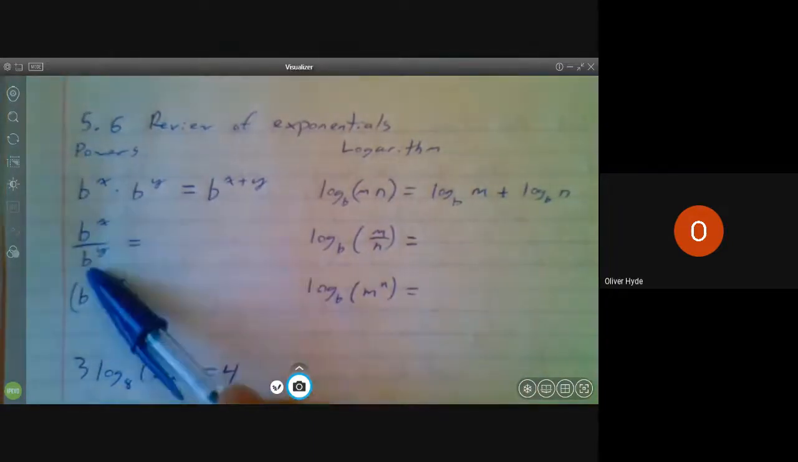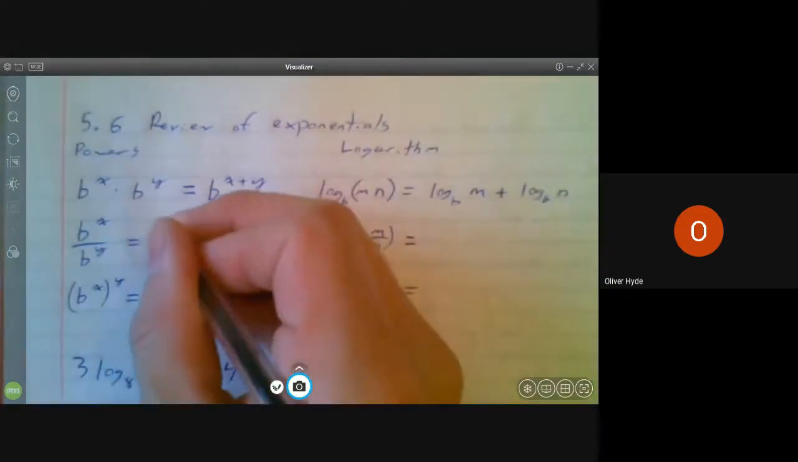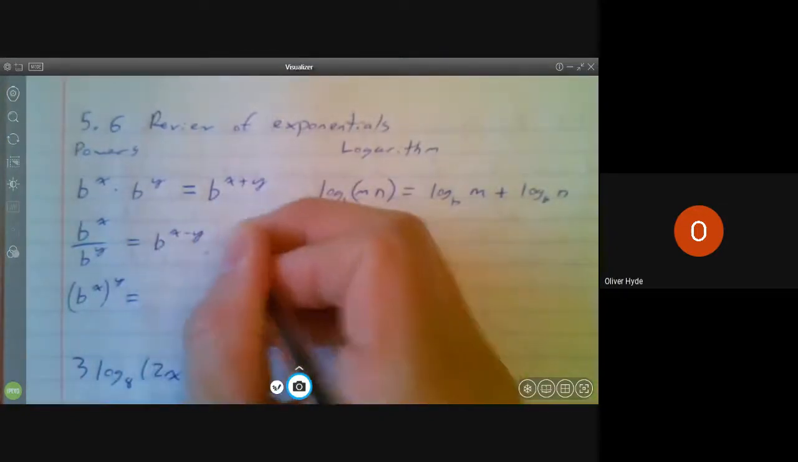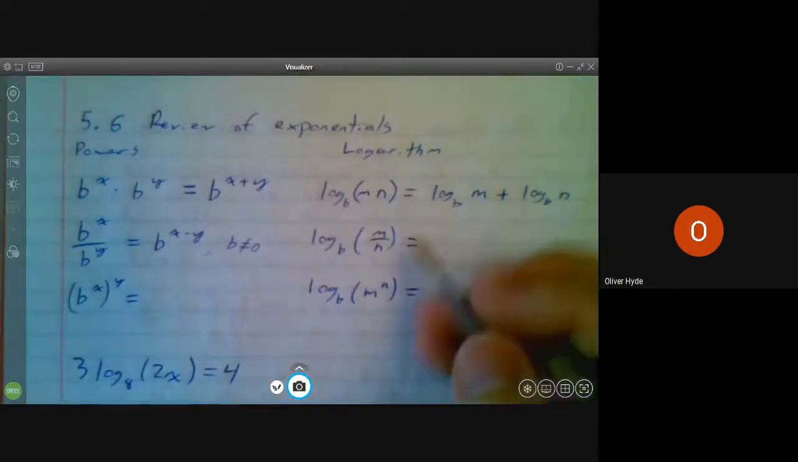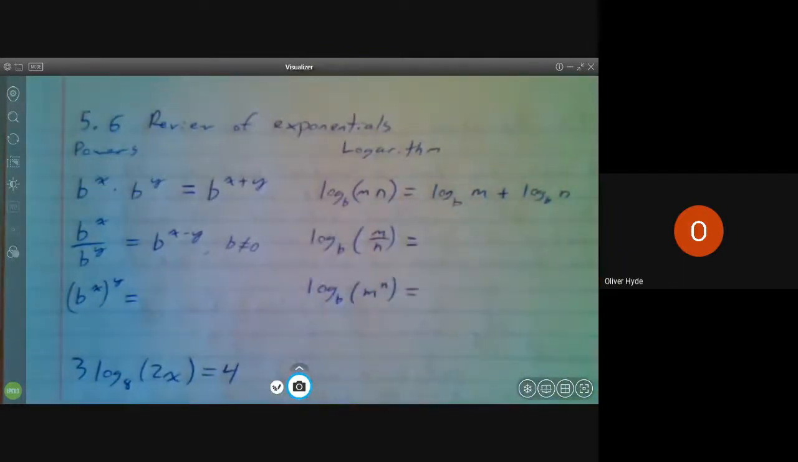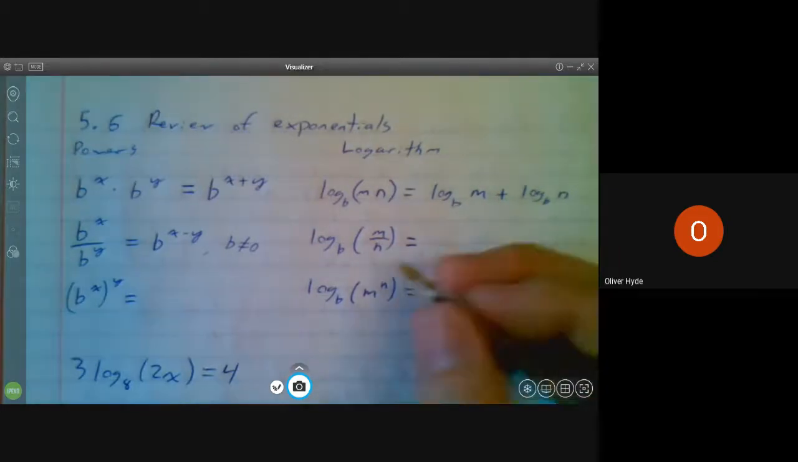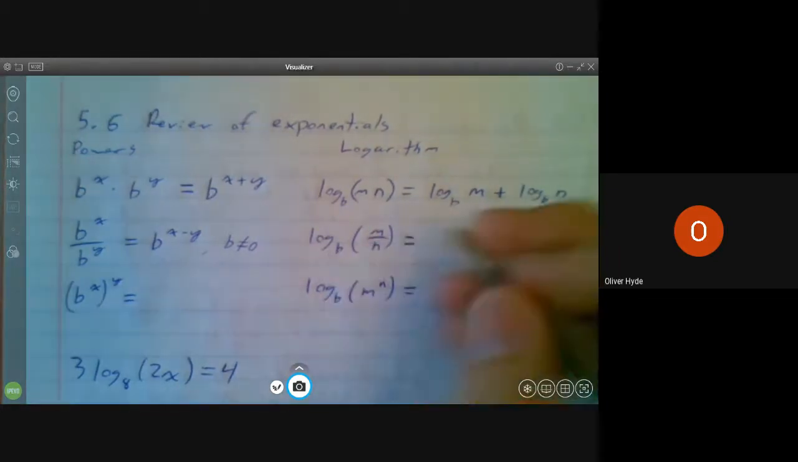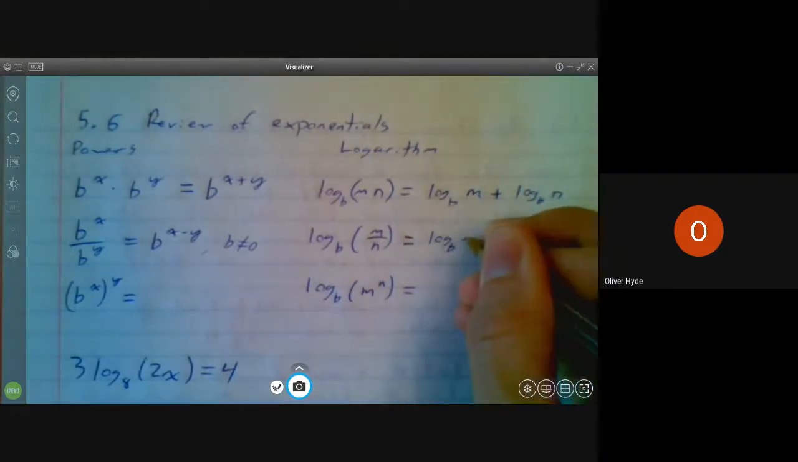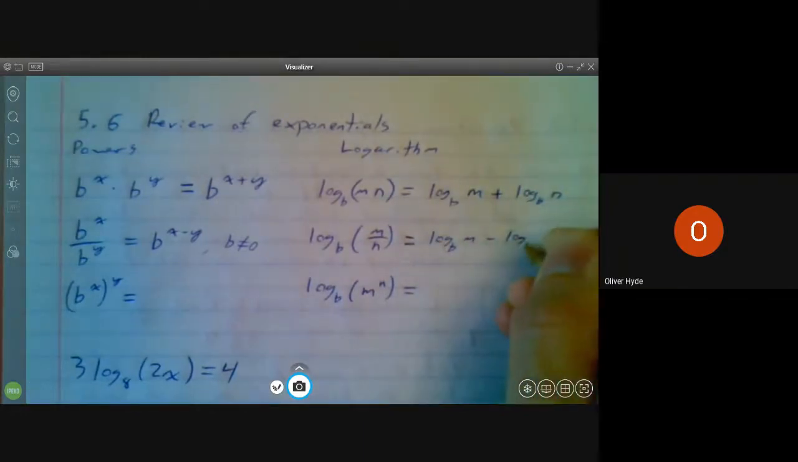For the quotient rule, to divide two powers with the same base, we can keep our base and subtract our exponents. Can't divide by 0, of course. Same restrictions apply here, and there's lots of other restrictions on logarithmic properties that we'll discuss. These are two powers that are being divided. They have the same base, so I can keep my base and subtract my exponent.